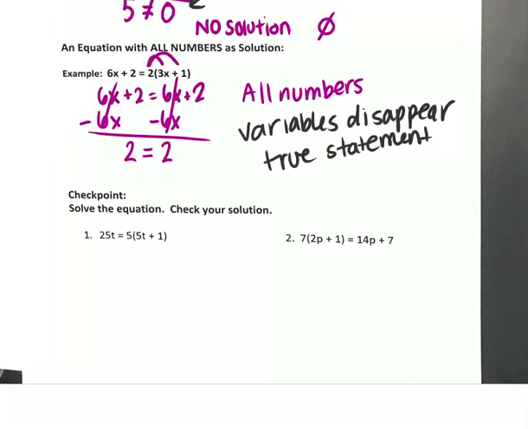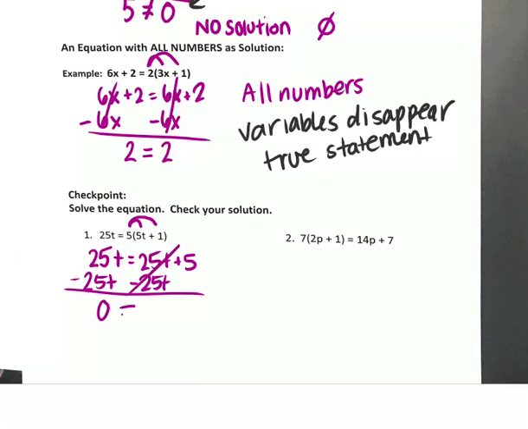In the first one, on the right-hand side, we need to distribute. So we get 25t equals 25t plus 5. Some of you may have recognized right now what's going on, but let's try to get those variables to the same side. I'm going to move this one over, because really on the other side I only have 25t. So that's going to give me 0 equals 5, which we know is not true. So this is your no solution question.